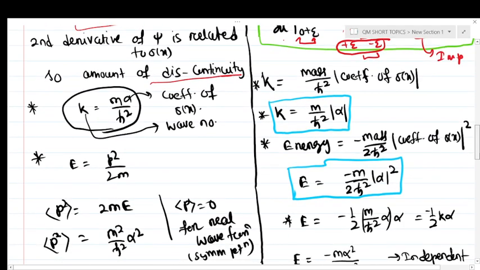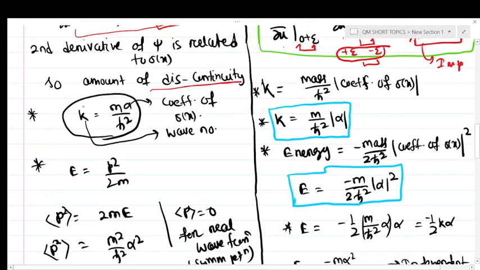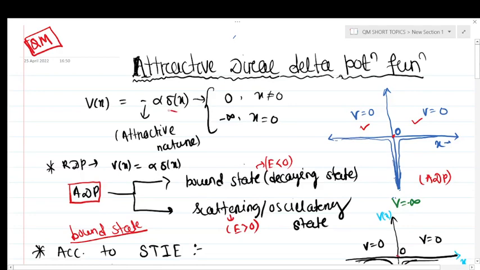Let's go to the next. Next is k. k is the wave number, as you know, and by some derivation we get the value of k. We keep it in mind because we are doing formula-based things. I am not going into the derivation, so keep in mind k is equal to m alpha by h cut square. Here k is the wave number and alpha is the coefficient of delta x. Here the potential is given and alpha is the coefficient of the Dirac delta.